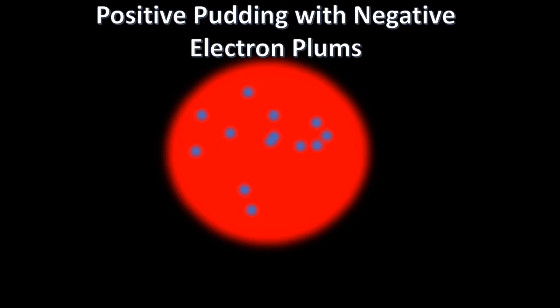Thomson's plum pudding model describes the atom as a positively charged mass with electrons scattered around it. It is like a plum pudding because the plums are the electrons scattered around the pudding, which is the protons. Further experiments show that there are not that many electrons. That is why this model is also a failure.